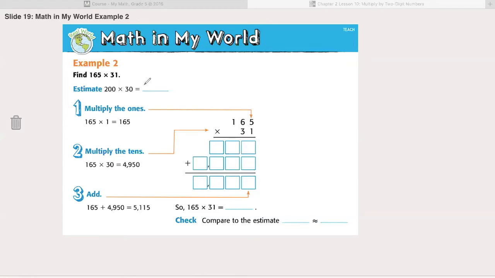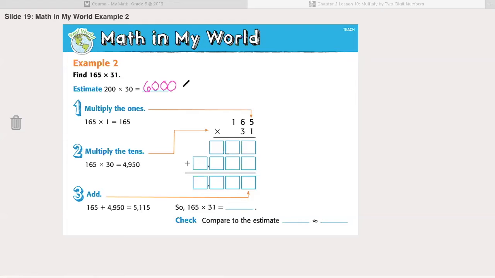Example 2. Find 165 times 31. We're going to estimate first, multiply out to find our exact answer, and compare the two. So if we round 165 to the nearest hundred, we get 200. If we round 31 to the nearest 10, we get 30. By multiplying those two, we can find our estimate. Well, 2 times 3 is 6. And between the two factors, I have 1, 2, 3 zeros. So 200 times 30 is 6,000.